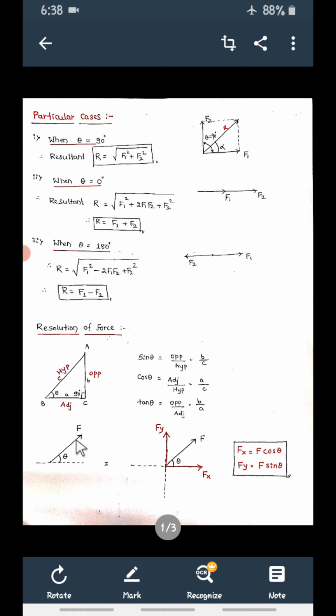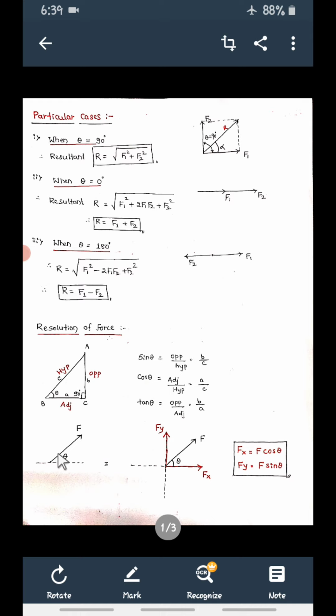So if a force is acting at a particular point, this is an inclined force, which is making an angle of theta with the x-axis. Now how to resolve this force? Resolve means I have to find out the component of this inclined force along the x direction and along the y direction. So this is the point where this F is acting at an angle of theta. Consider this as the x-axis and this as the y-axis. Now I have to find out the component of this force along the x-axis. So resolve this force along the x-axis.